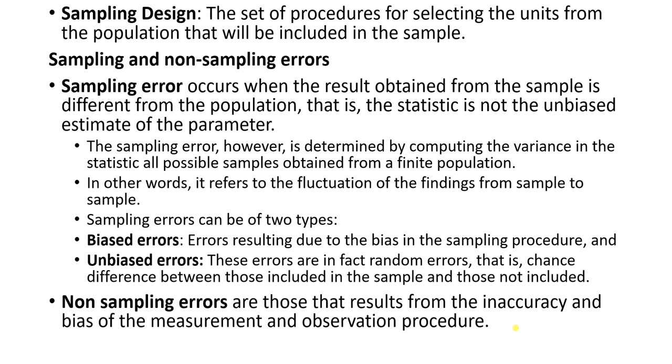On the other hand, non-sampling errors are those which result from the inaccuracy and bias of the measurement and other data collection procedures used for studying the sample. So non-sampling errors are not related to the method or representativeness of the sample. They are related to the measurement tools and devices used for studying the sample, collecting data from the sample.